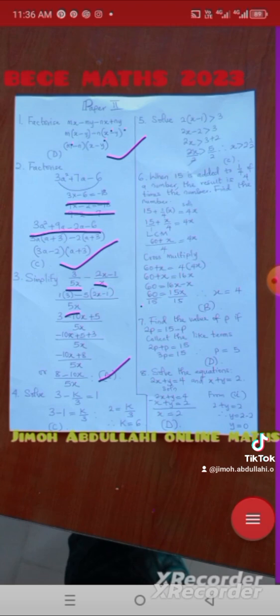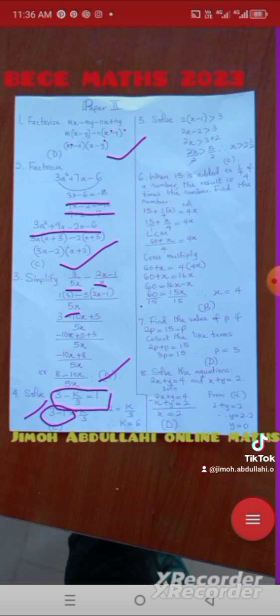Then the next one is solve 3 minus k over 3 equals 1. So if you want to solve this kind of question, you can do it in two ways. The first way is by sending the minus k over 3 out and bring in the 1 so that the sign will change. The minus in the k over 3 will change, while the plus in 1 will turn to minus. So 3 minus 1 will give us 2, while k over 3 equals to k over 3. So by the time you cross multiply, you are going to have k equals to 2 times 3, which is 6. So the answer is C.